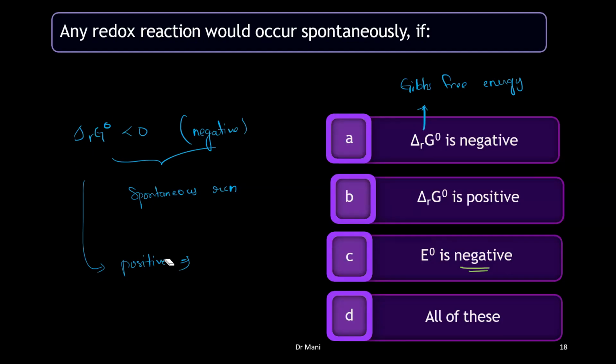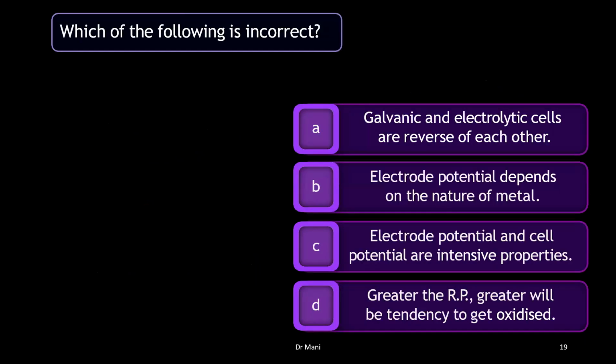Okay, so delta r G naught, if it is positive, then we need to supply the power from the outside. It will become a non-spontaneous reaction. Yes or no? When we saw different types of cells, we saw one is showing the spontaneous reaction, the other one is a non-spontaneous reaction. So remember, option A is correct. Clear? Can I go next? Yes, sir.